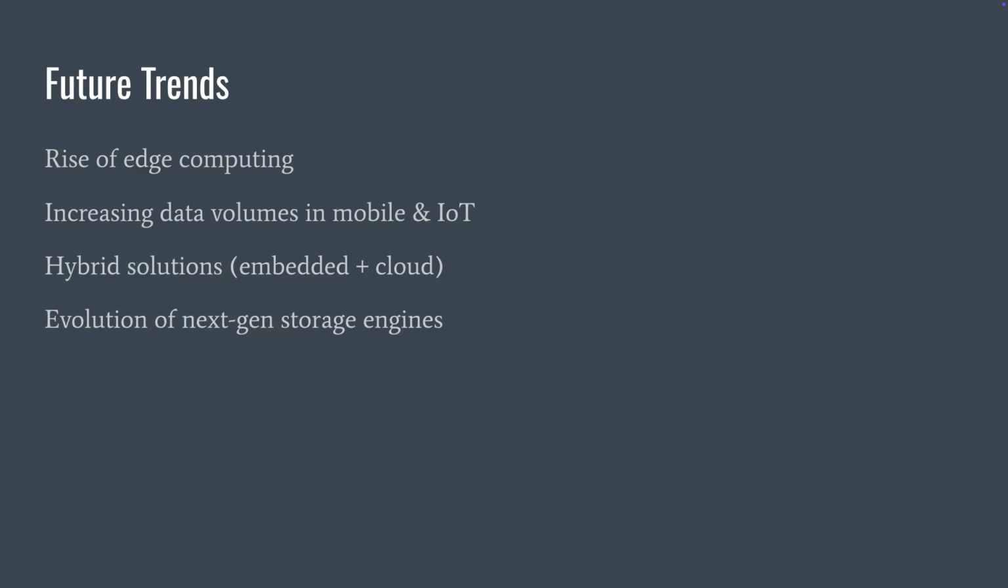Mobile and IoT devices are producing and consuming ever increasing amounts of data, and this means we will likely see more advanced features such as local machine learning inferences, requiring robust local storage. This paves the way for more sophisticated embedded database solutions that can handle indexing or advanced queries at the edge.